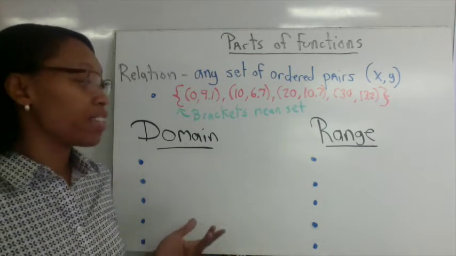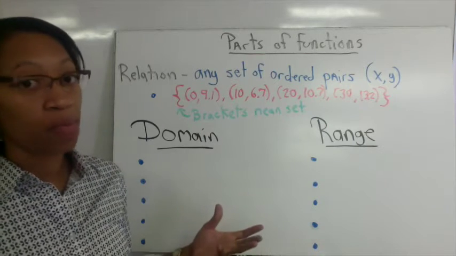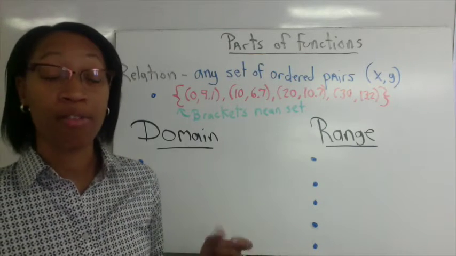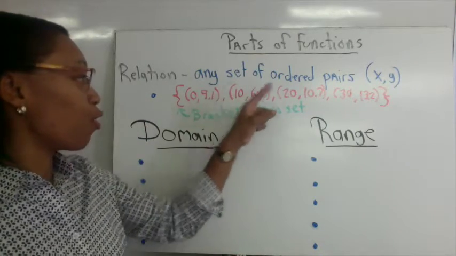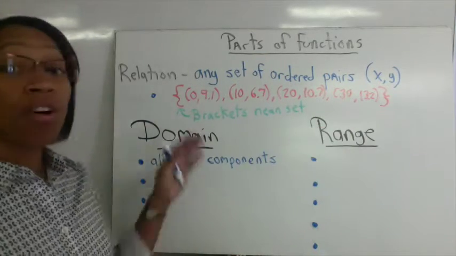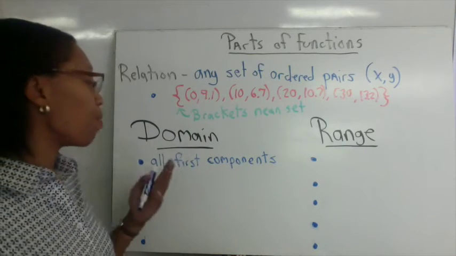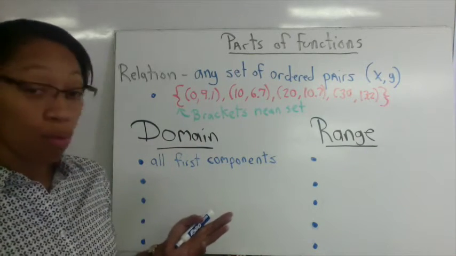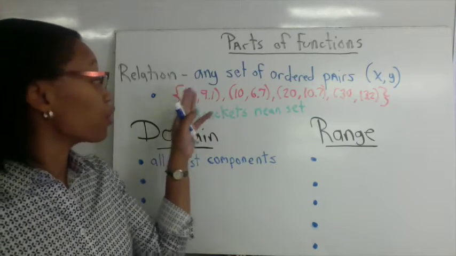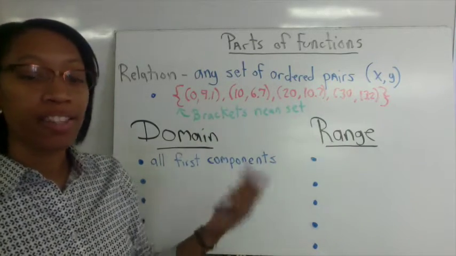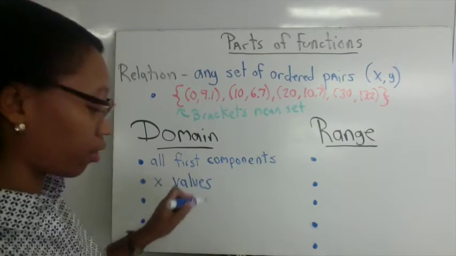There's a bunch of different ways to describe domain and to describe range, a couple different ways to think about them. One of them is that the domain is just the set of all the first numbers. Okay, all the first components make up the domain, but a more mathematical way of saying that would be the first numbers here are all the x values, right? So the x values are our domain.